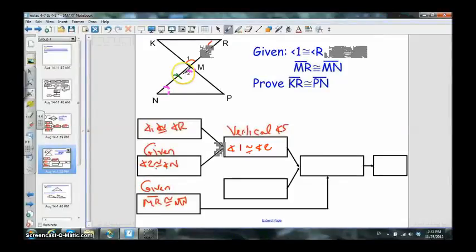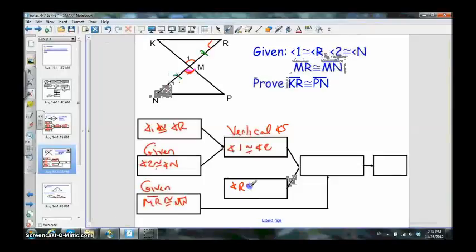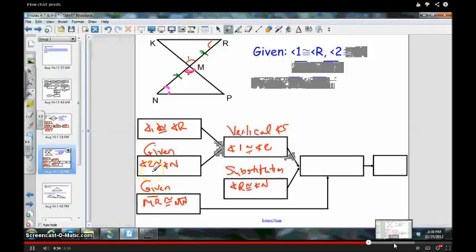Alright? So now I have that angle 1 is congruent to angle 2. And by the same token, I can say that angle R is congruent to angle N by substitution. So she says she's just substituting it in, but it's also the transitive property. I like to use transitive property because it's one of our main properties. Because if 1 is congruent to R and 2 is congruent to N, then R is congruent to N.